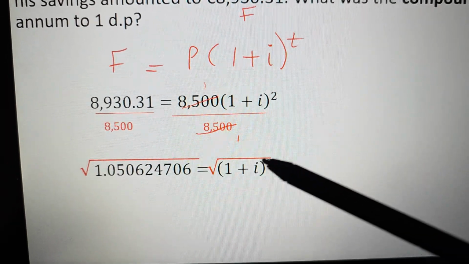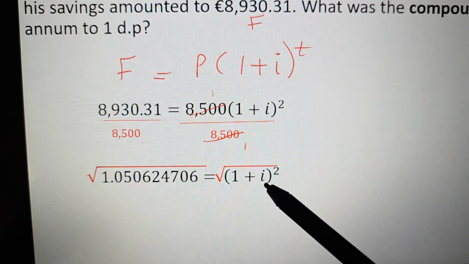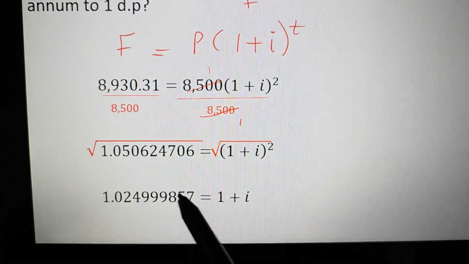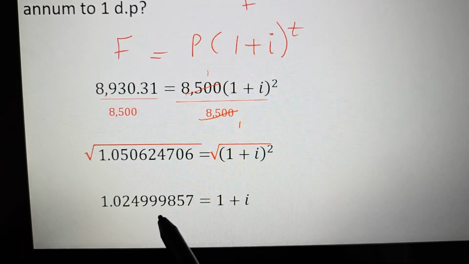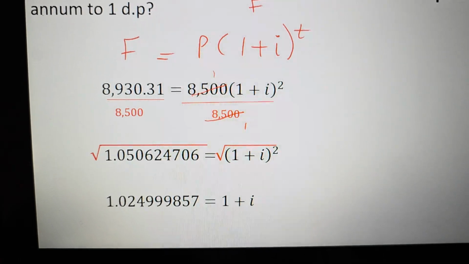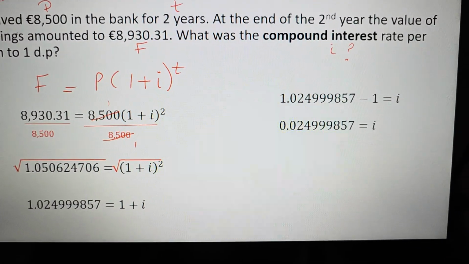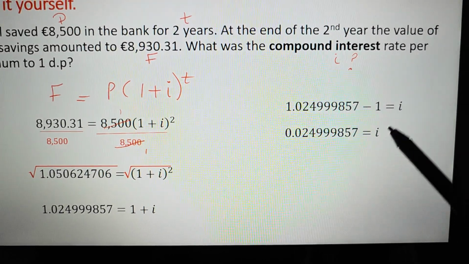A square root will cancel out a square. So then you will just be left with 1 plus I in the bracket. You can put all of this into your calculator and you'll get back this decimal. So 1 plus I is now equal to this big decimal. I want to get I on its own. So bring the 1 over and subtract it. And then you will get 0.024999857 is equal to I.